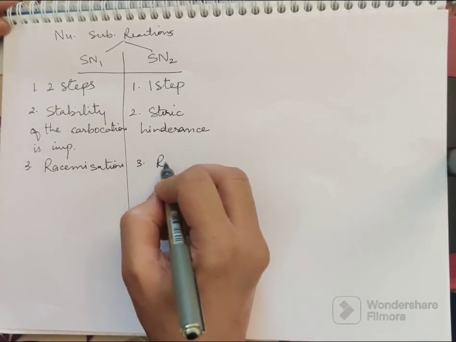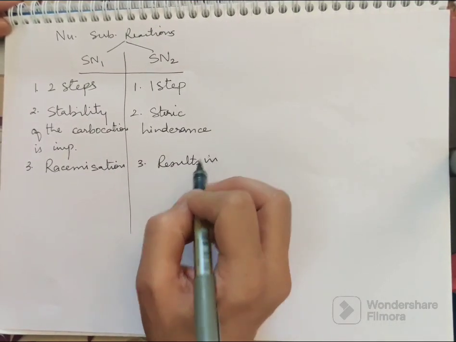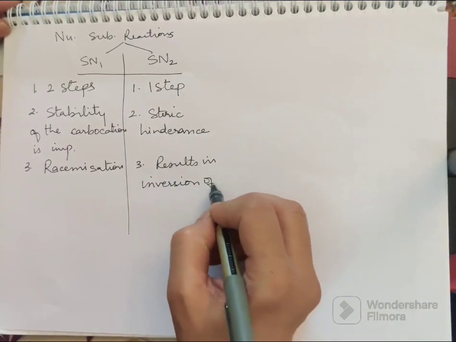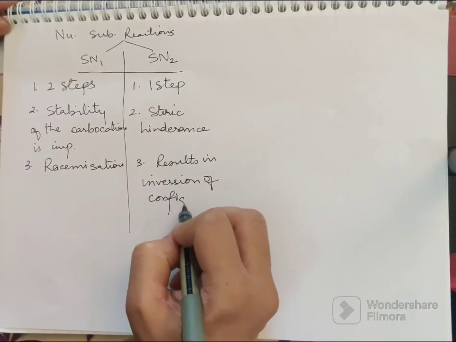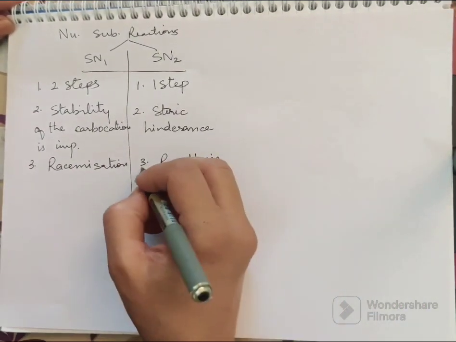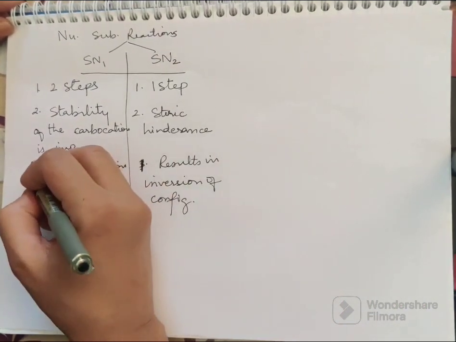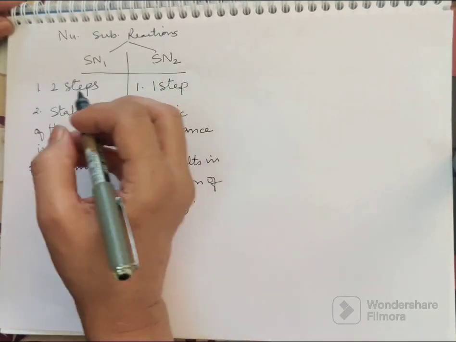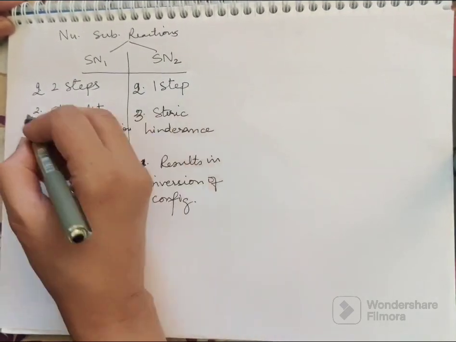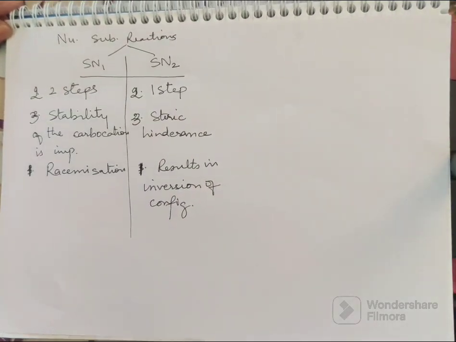SN2 results in inversion of configuration. If you are asked to write differences between SN1 and SN2, write this as your first point, this as your second point, and maybe you can write this as your third point.